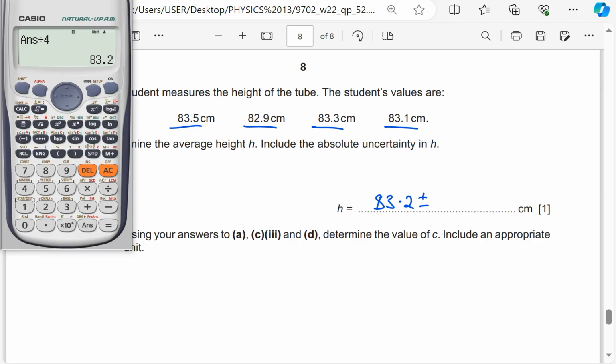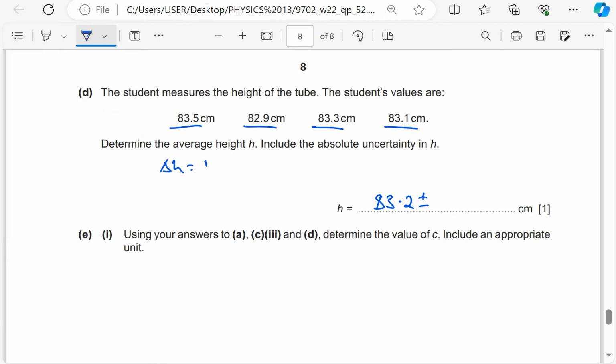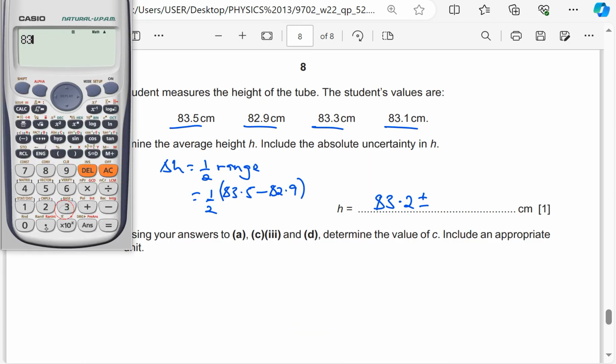plus or minus. Let's find the uncertainty. Of course, for repeated measurements, the absolute uncertainty is always half of the range. So this will be half of the highest, the highest is 83.5, minus the lowest, which is 82.9. So 83.5 minus 82.9, divide by 2. So that is 0.3.